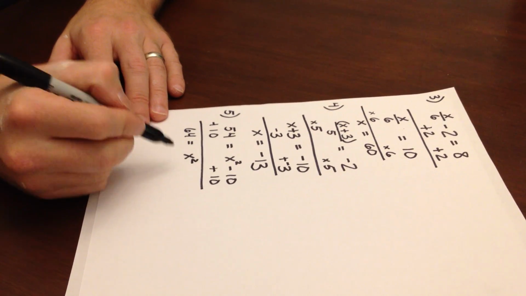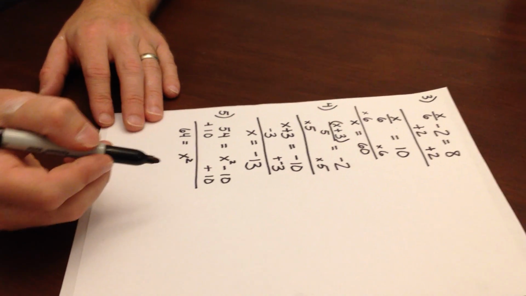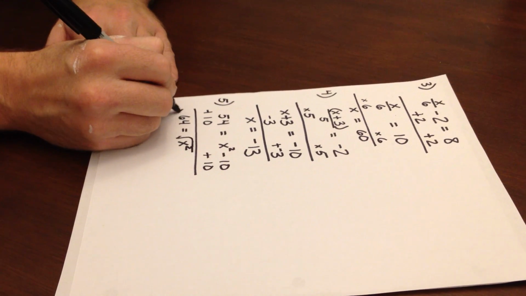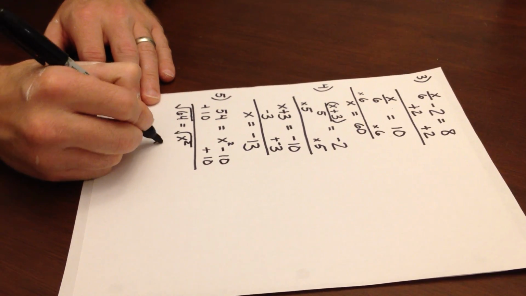I have to think, what's the inverse? The inverse of squaring something would be to take the square root. So I have to take the square root of both sides. The square root of x squared is just equal to x.